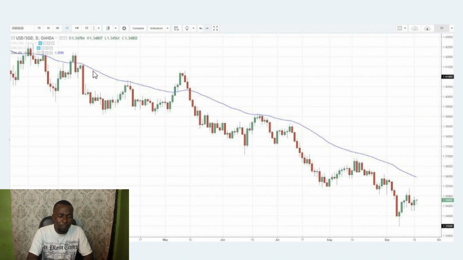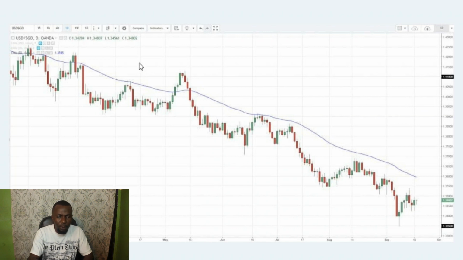So this 50 EMA tells you that the market is in a downtrend. Why? Because the price, the candlesticks, are below the 50 EMA. So whenever the candlestick or the price comes to the 50 EMA, you place your sell trade. Whenever it comes to the 50 EMA, you place your sell trade.